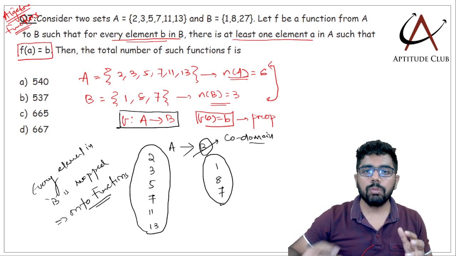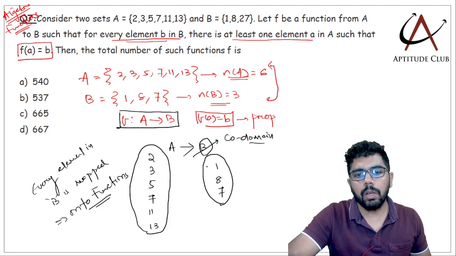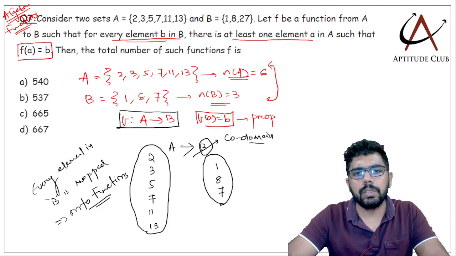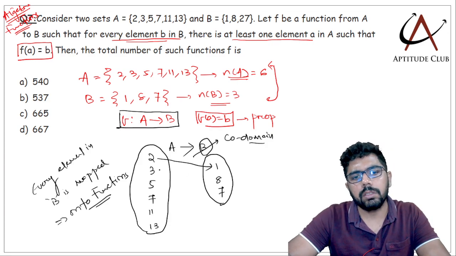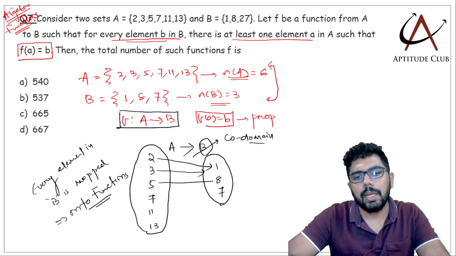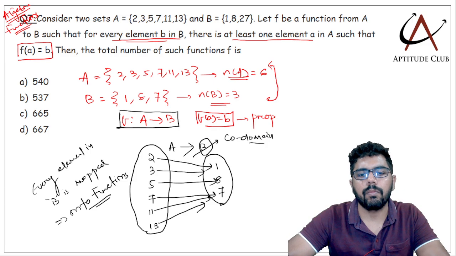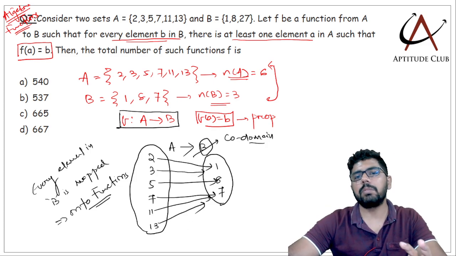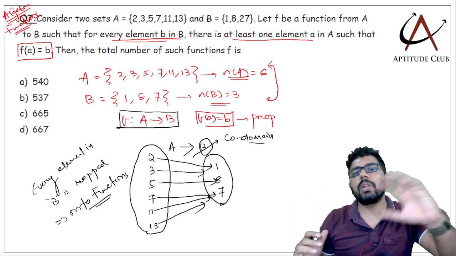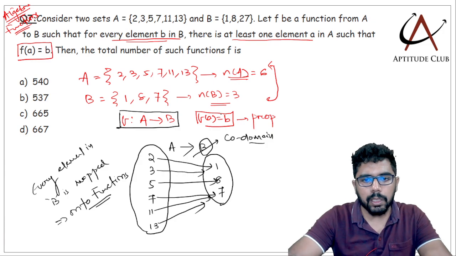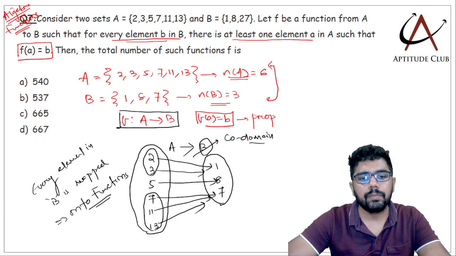A function is said to be onto if every element in the codomain is mapped, because at least one element in A is mapping to the element of B. So maybe the mapping would look like this. I'm just showing an example. Every element in B is mapped to at least one element in A. Maybe one element in B can be mapped to more elements in A. So as I said, 1 is mapped to 2 and 3, 7 is mapped to 7, 11, 13.